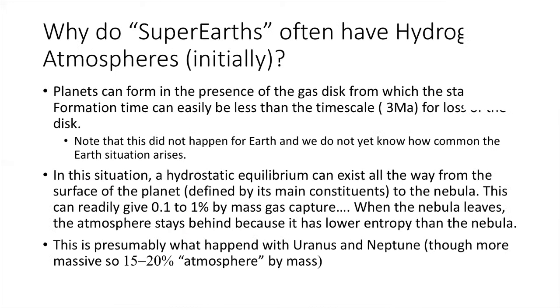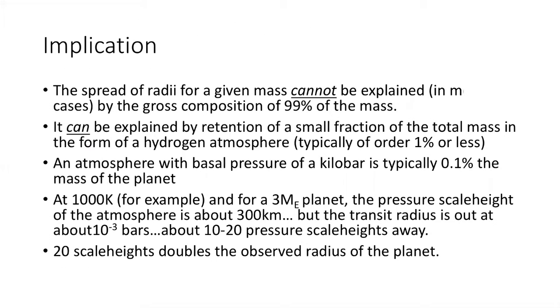Now, at 1000 Kelvin, for example, and a 3 Earth mass planet, the pressure scale height is about 300 kilometers. The transit radius is out at about 10 to the minus 3 bars. So to go from 10 to the plus 3 to 10 to the minus 3 bars, that's 6 orders of magnitude. That's about 10 to 20 pressure scale heights. And that will already double the radius. So that's why many of these planets are puffed up. It's really that simple.